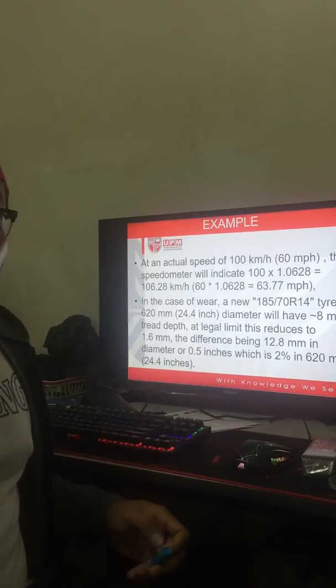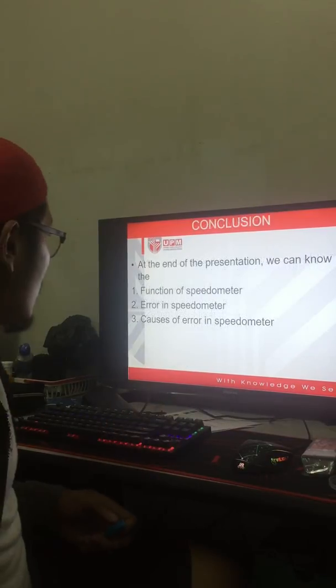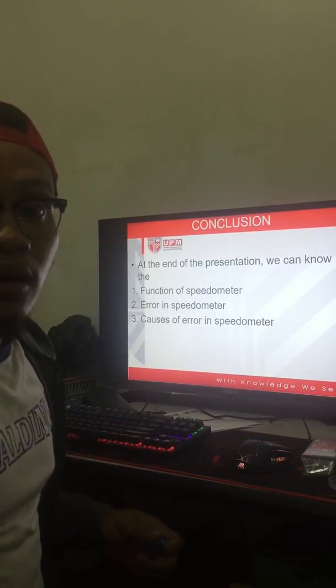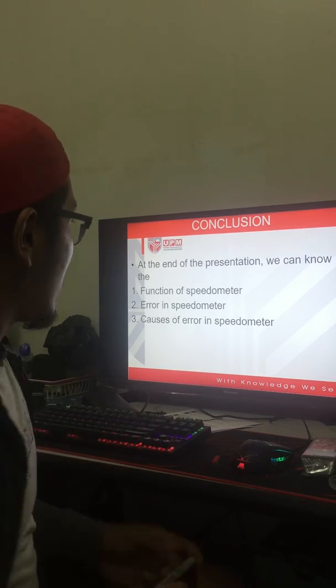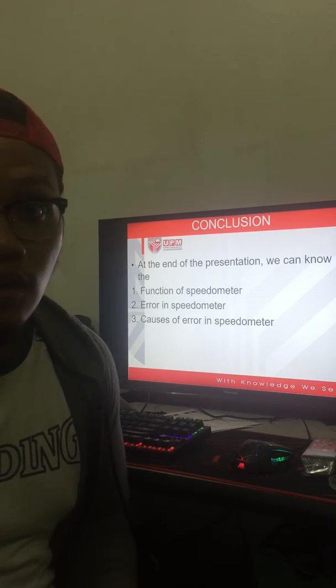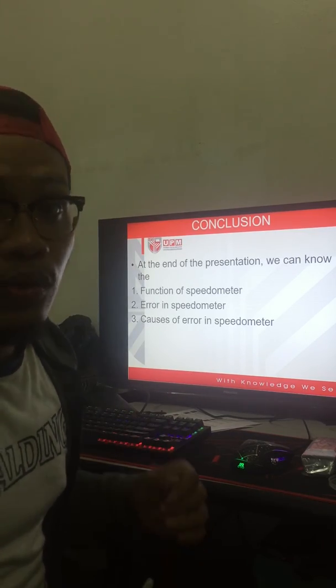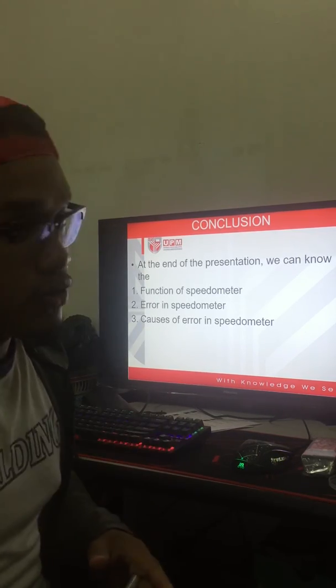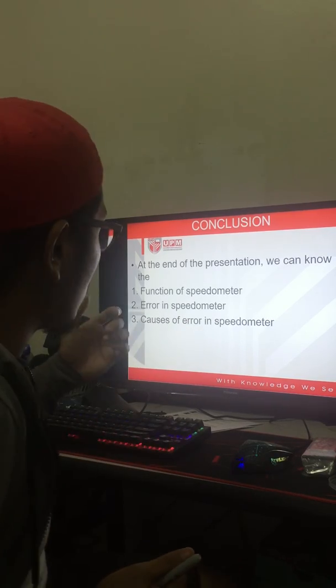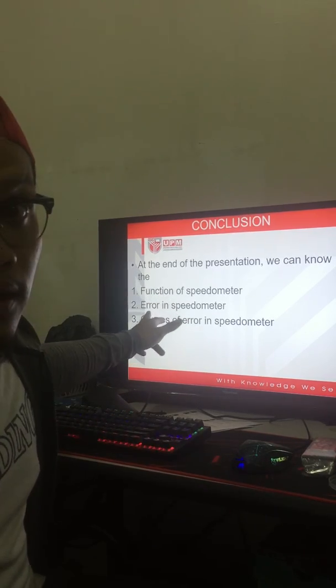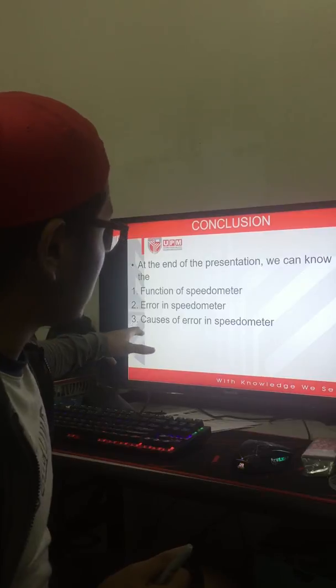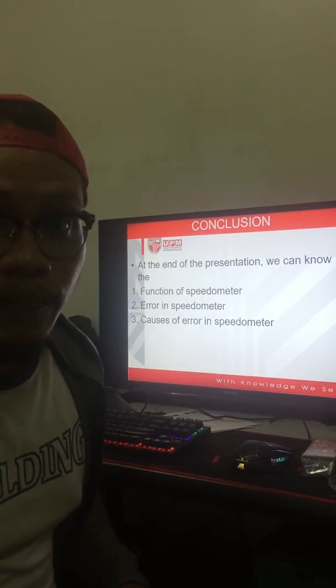Okay, we have done the calculation, and as the conclusion at the end of the presentation, what can we know? First, we can know the function of the speedometer, and also we can know the operation of the speedometer, and also how to calculate the error in the speedometer and the causes of error in the speedometer.